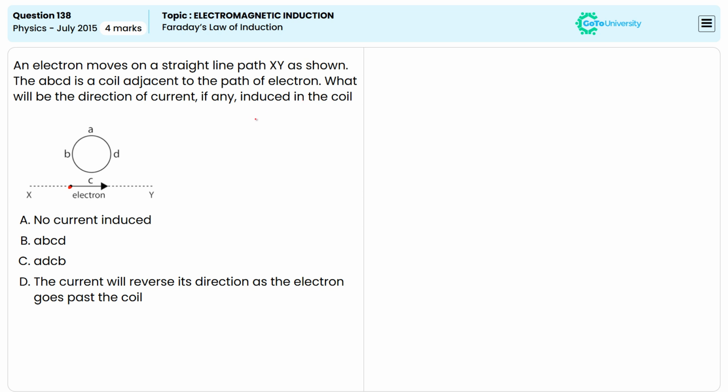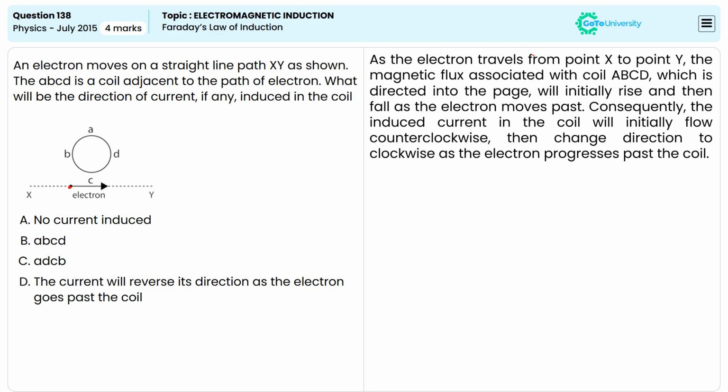Then we know some of the important points here, Daksh. As the electron travels from point X to point Y, the magnetic flux associated with the coil ABCD, which is directed into the page, will initially rise and then fall as the electron moves past. Consequently, the induced current in the coil will initially flow counterclockwise, then change direction to clockwise as the electron progresses past the coil.